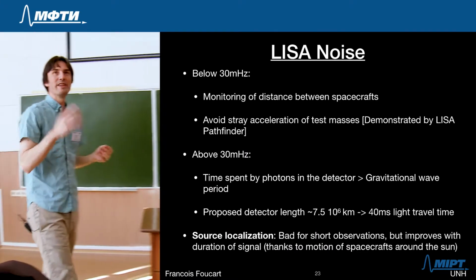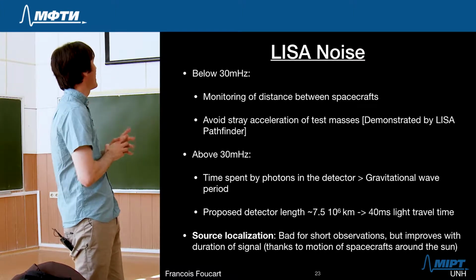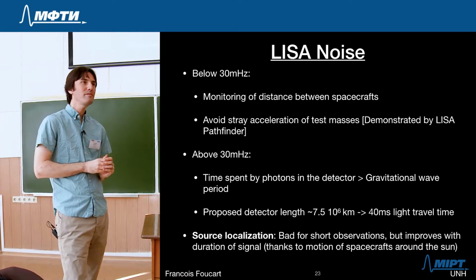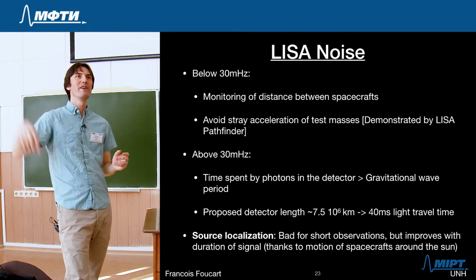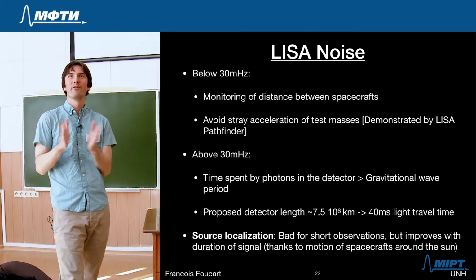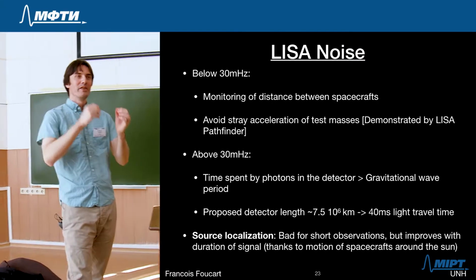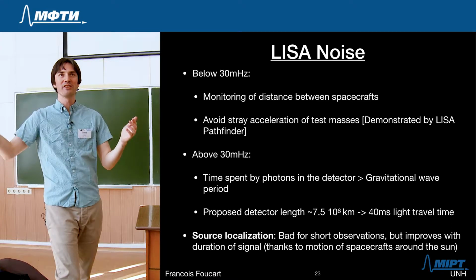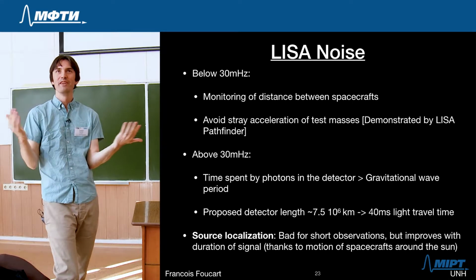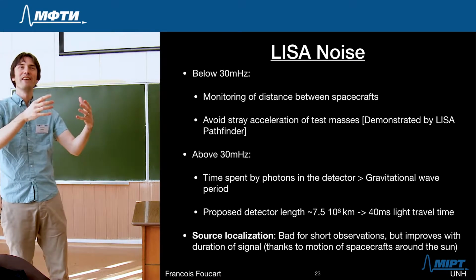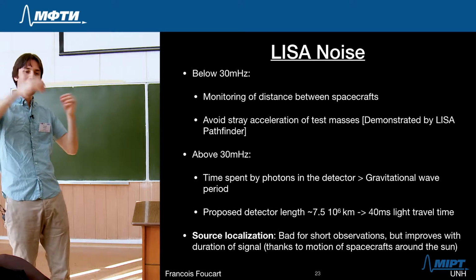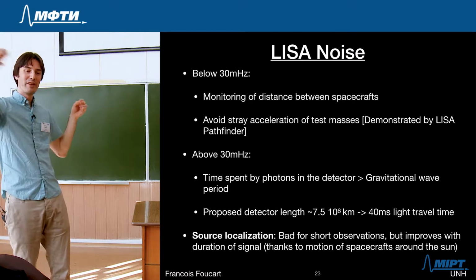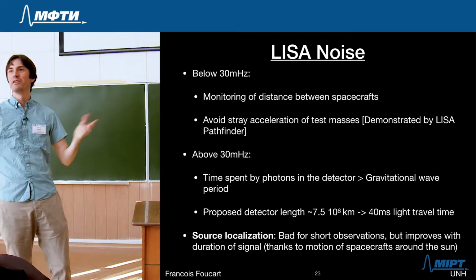The length of the detector is 3 times 2.5 million kilometers, so about 7.5 times 10 to the 6 kilometers, which is 40 milliseconds of light travel time. So if the gravitational wave period becomes shorter than 40 milliseconds, one photon, as it goes around the detector, actually experiences a full period or more of the gravitational wave, and that decreases your ability to do interferometry with this object. Instead of assuming that one photon has a path which is affected by the gravitational wave at a given time, over the path of the photon the length of the detector actually oscillates. And that makes things a lot harder to measure.